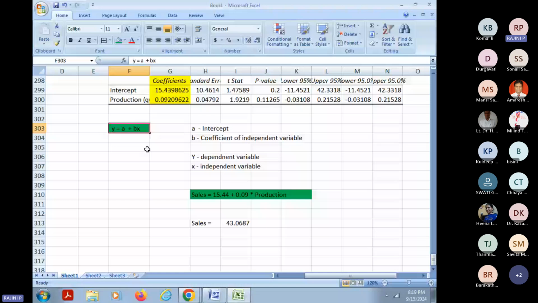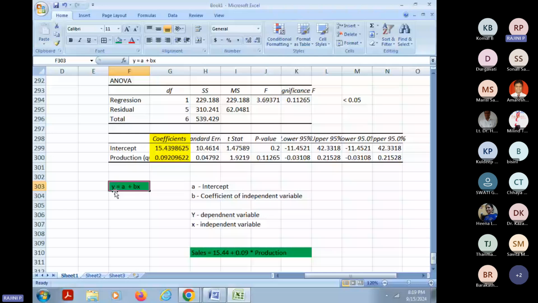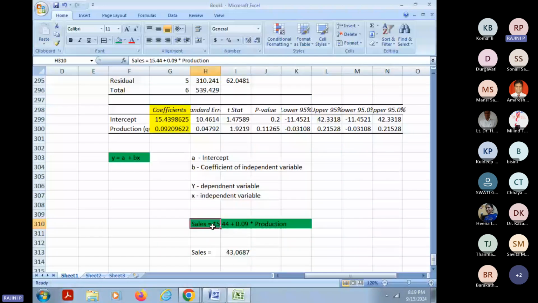So from this table, how can we write the equation? We know that y is sales. Here A means the intercept, in the coefficient column. Intercept value is how much? 15.4398, so I have taken 15.44 plus production. So coefficient of x, X is the production, right? So here B is 0.092 into X, which is production. This is the equation. Is it clear, ma'am? Yes, ma'am. Okay, thank you.